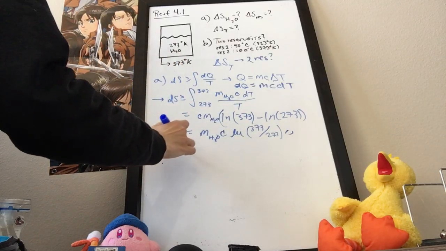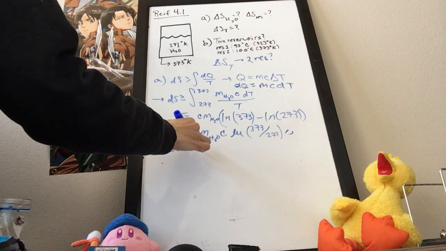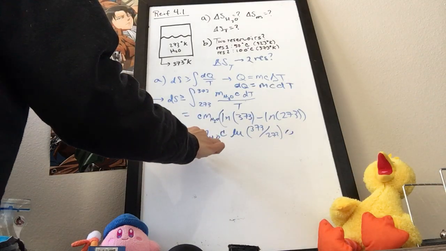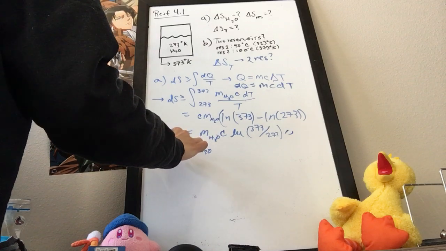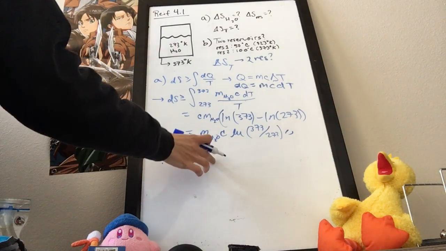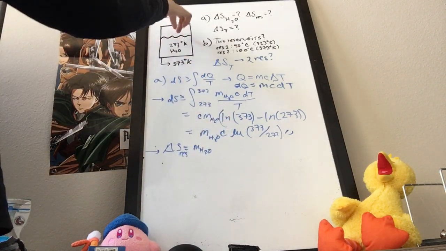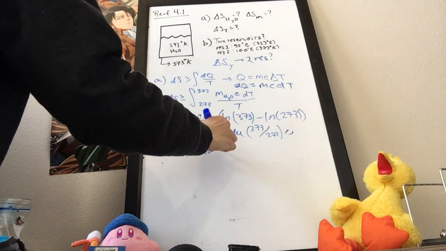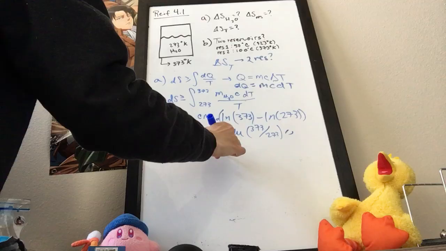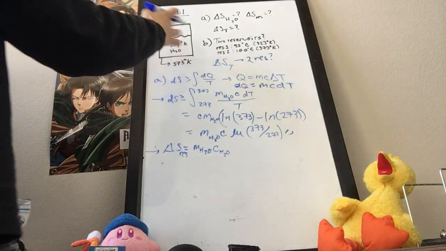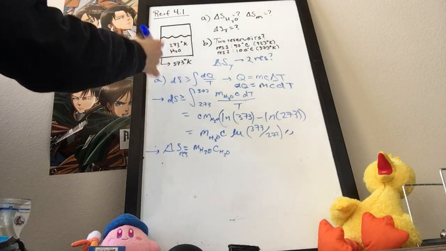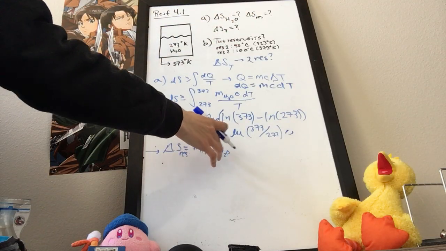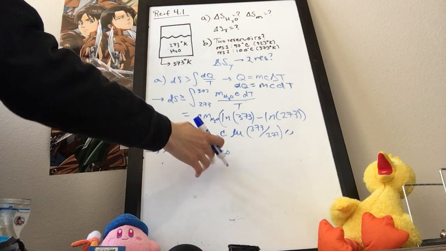So delta S is going to be the mass of, once again, our water, because we don't know the mass of the reservoir, but we know the mass of the stuff that we're actually changing the temperature of, times the specific heat of the water, because we don't have material for the reservoir. It's just some heat reservoir giving off heat, but we are changing this object of water, so we have to use it.